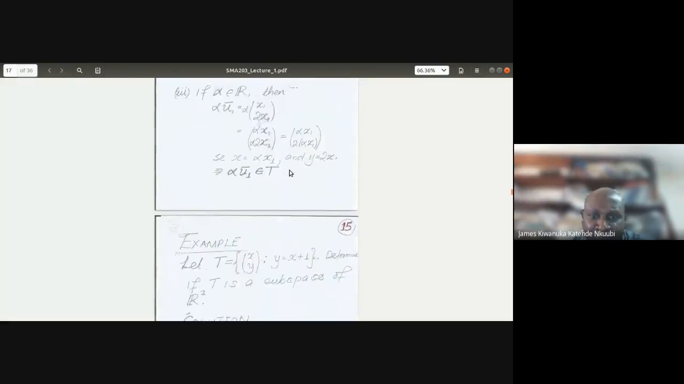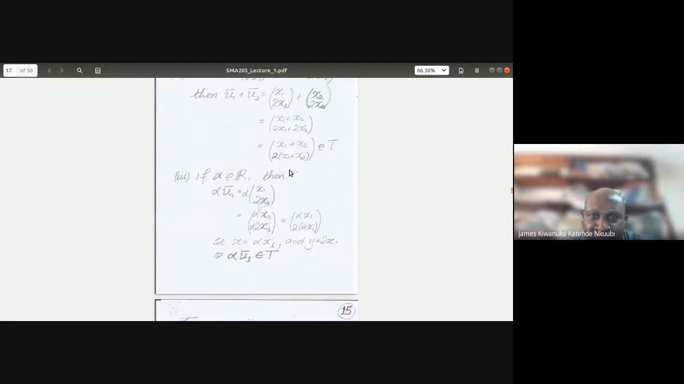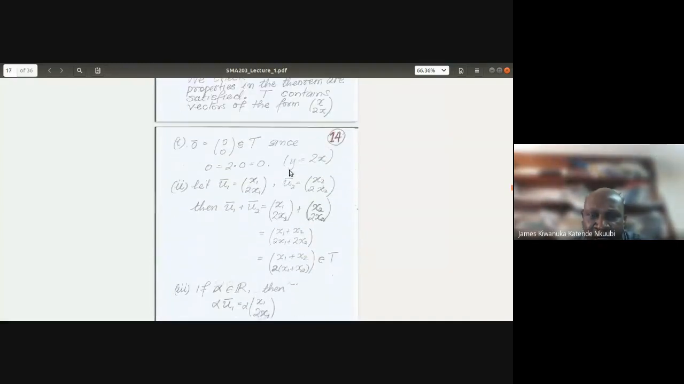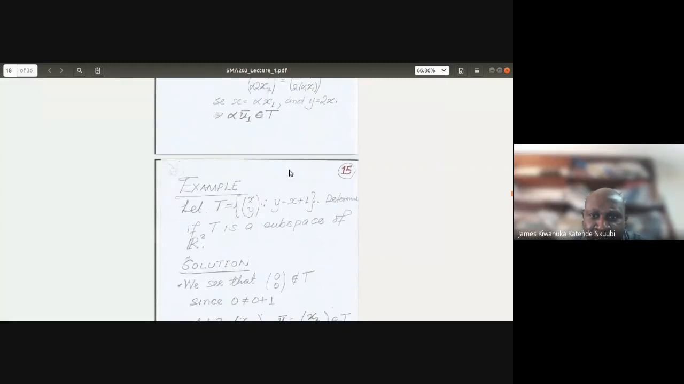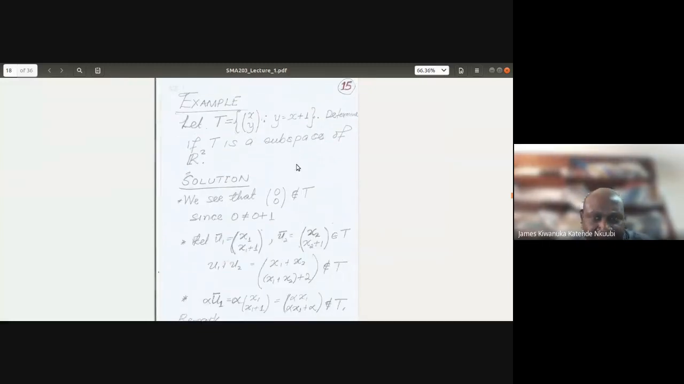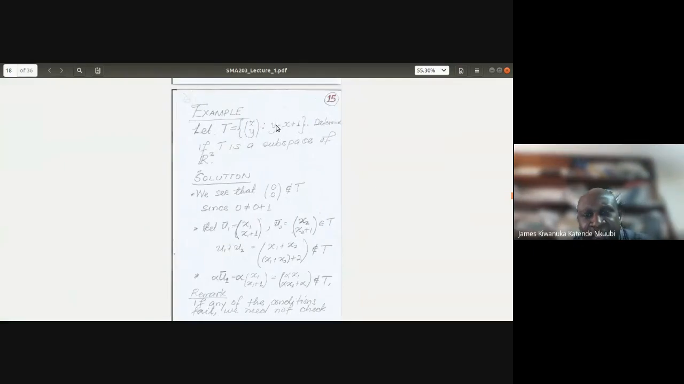But if you look at the example which was not a subspace, you have a line y is equal to x plus 1. So you can see clearly this line does not pass through the origin. And all points on that line are the ones that form the set T, and we showed that this is not a subspace of R2. Therefore, in general, it can be shown that if the line does not pass through the origin, then the set of points on that line cannot form a subspace of R2.